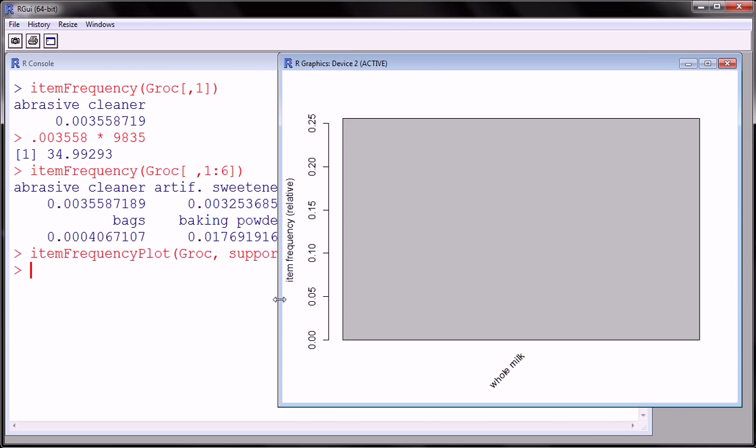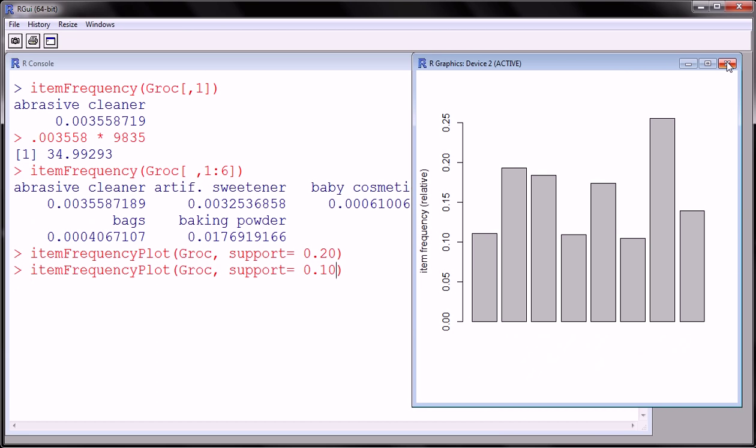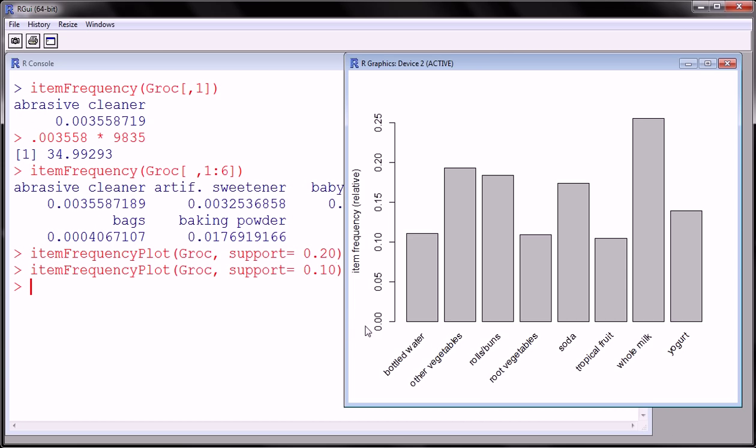Look, it's only whole milk. Okay, so maybe we should lower our minimum to see more things. Let's just look at items that show up in a minimum of 10%. There we go. So we have a minimum of 10% support.